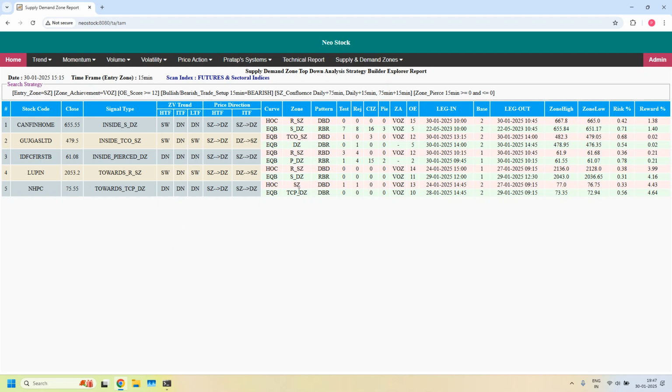So in these 5 stocks, these 15-minute supply zones are part of the 75-minute supply zone. Both together, again, they are part of the daily supply zone. And daily trend is down in 3rd and 5th stocks. If any of those 2 stocks are having a daily EMA confluence for daily supply zones, they are even more high probability trade setup supported stocks.